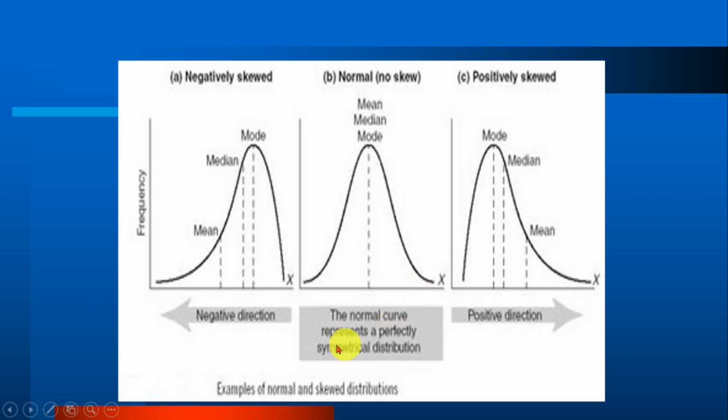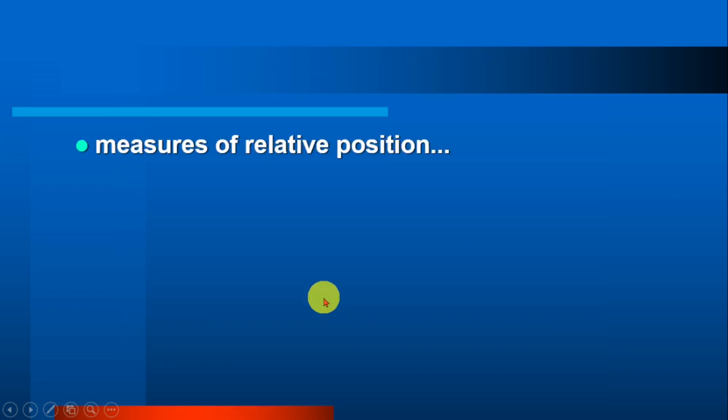The normal curve represents a perfectly symmetrical distribution between the positive and negative sides. So simply, if the skew is on the negative side, then mean is less than median and median is less than mode. And if the skew is on the right side, then mean is greater than median and median is greater than mode. It's an example of a normal distribution.